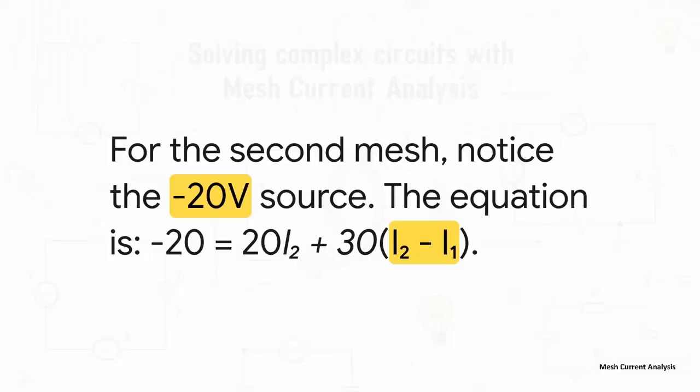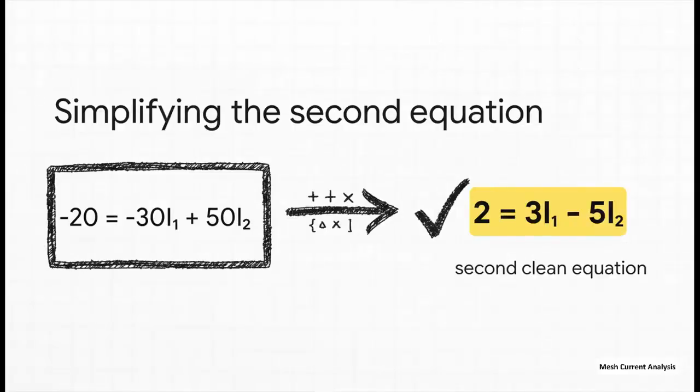Now, notice here we write negative 20 volts. Why? Because look at our clockwise current I2. As it goes around the loop, it enters the negative terminal of that battery first. That's a key convention. The rest is similar. We have the voltage drop across the 20 ohm resistor, and then the drop across that shared resistor, which from I2's perspective is I2 minus I1 times 30 ohms. And once again, we simplify it down and we get our second clean equation.